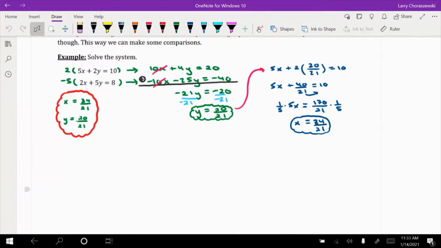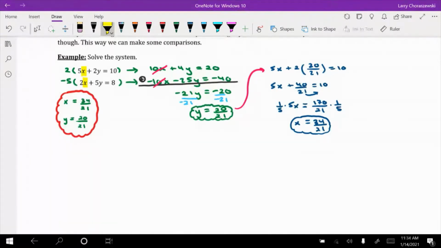All right, so yesterday I let you know that the answer for x was 34 over 21, the answer for y is 20 over 21, and here's one way of arriving at these values for x and y. What I decided to do was to eliminate the variable x from each equation, and to do that, you want to make sure that their coefficients are opposite numbers.